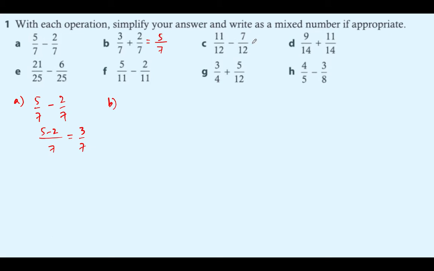And again here the denominators are the same. So if the denominators are the same, we can just subtract the numerators. So 11 minus 7 is 4. So 4 out of 12 can be simplified as 1 over 3.